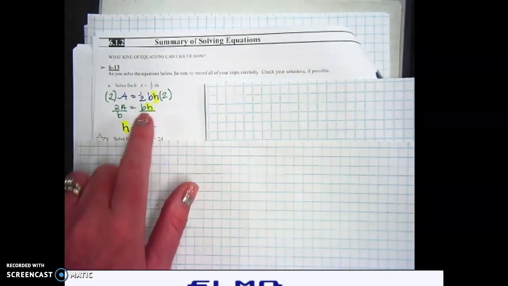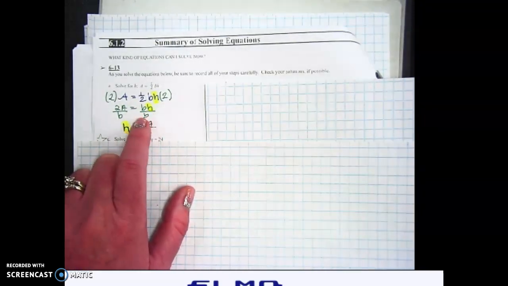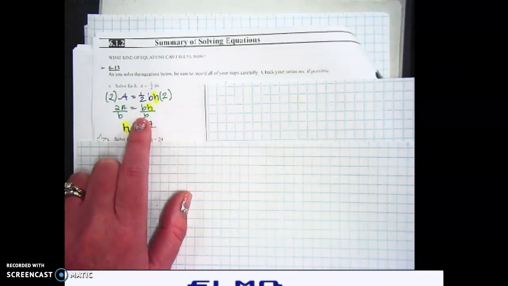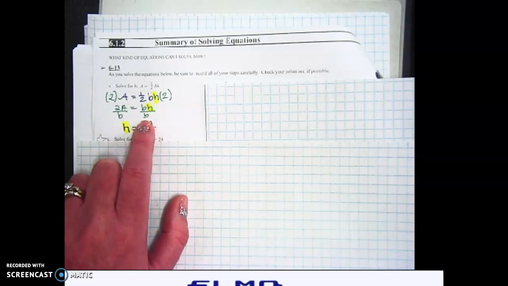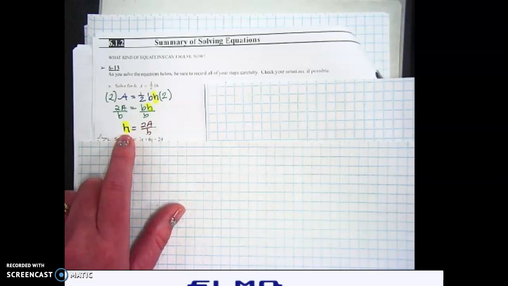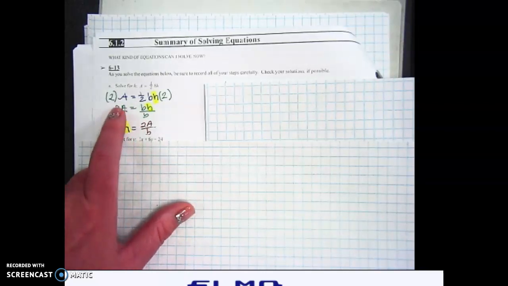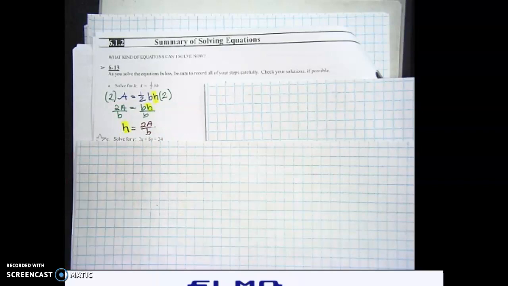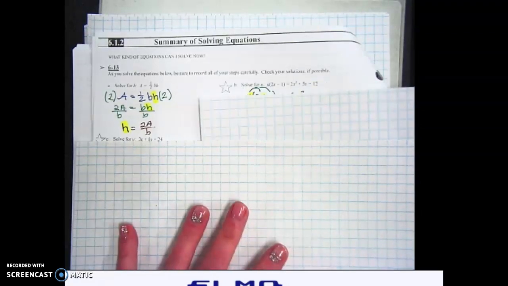Then you look and see what's still happening to that H. That H is being multiplied by B. What's the inverse operation of multiplying by B? Dividing by B. So I did divide by B, divide by B. Okay, the B's cancel over here, and we're left with just H. And then over here we have 2A over B. So I just switched sides. And I've solved for H, which is what they asked me to solve for. So I'm done. All right, any questions on A? We're good? Okay, let's look at B.